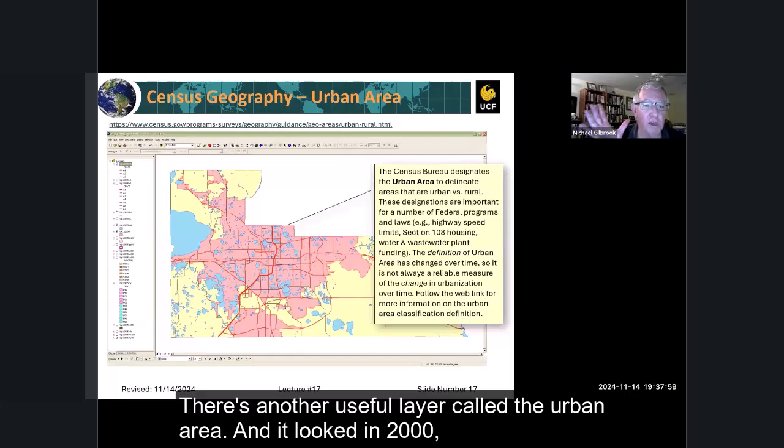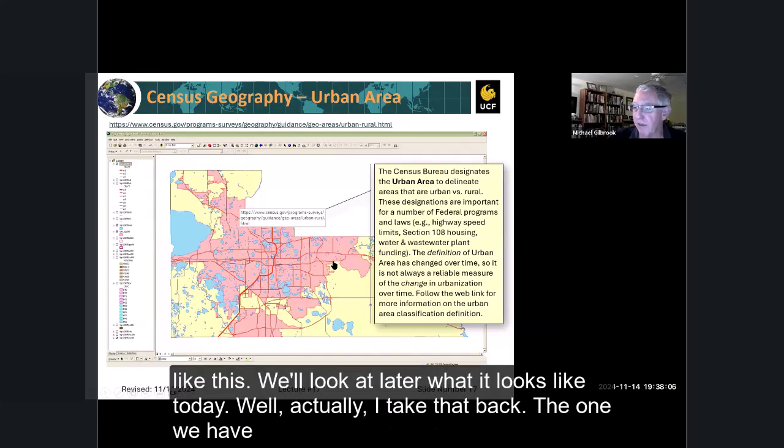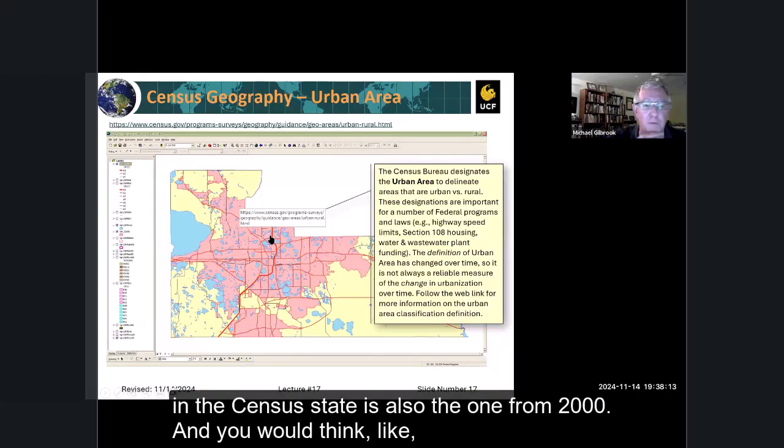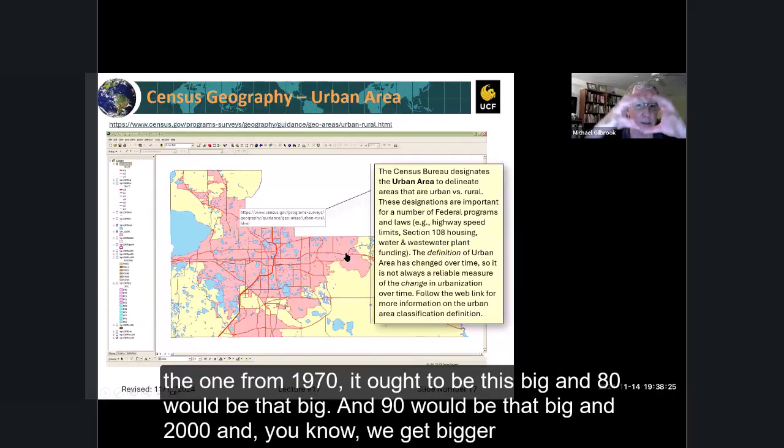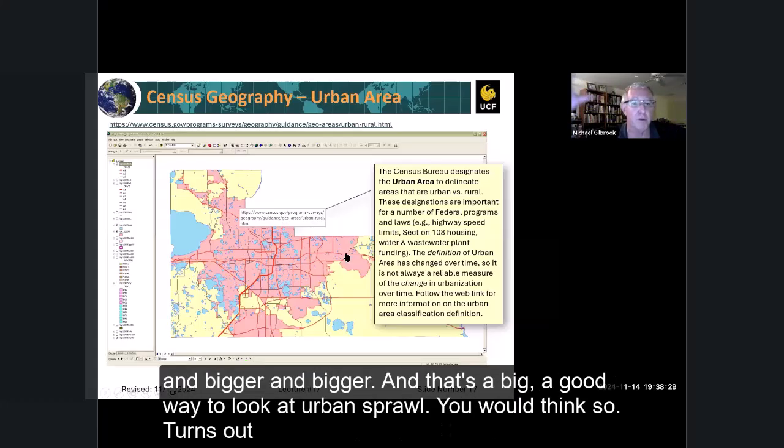There's another useful layer called the urban area. And it looked in 2000 like this. We'll look at later what it looks like today. Well, actually, I take that back. The one we have in the census data is also the one from 2000. And you would think, hey, this would be a good way to look at something like urban sprawl, right? Because if I looked at the one from 1970, it ought to be this big, and 80 would be that big, and 90 would be that big, and 2000, we get bigger and bigger and bigger. And that would be a good way to look at urban sprawl.